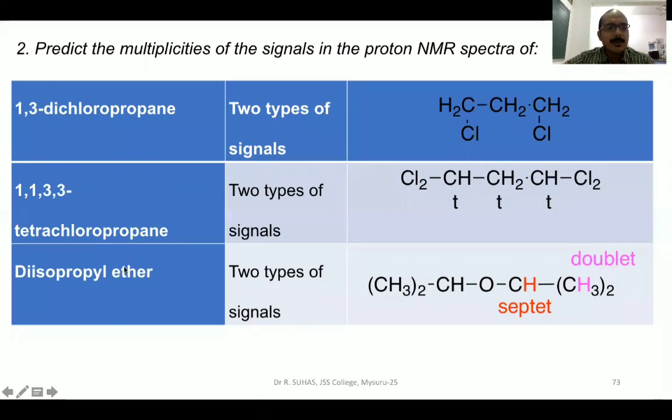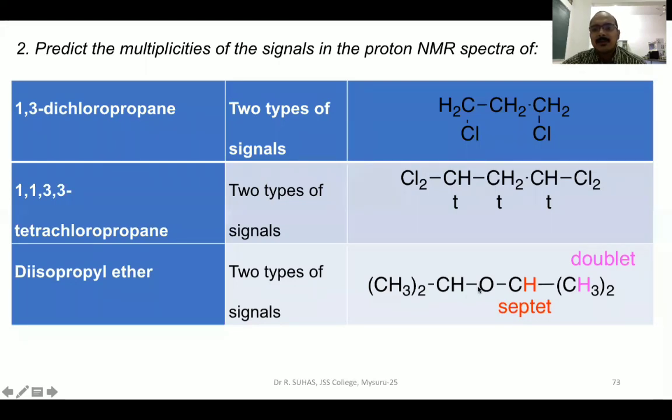Coming to another problem, diisopropyl ether. Ether linkage is R-O-R dash, so there should be O in the middle. This is the isopropyl group, CH with 2 CH3, CH with 2 CH3, diisopropyl. Now we have to predict the multiplicity for this.